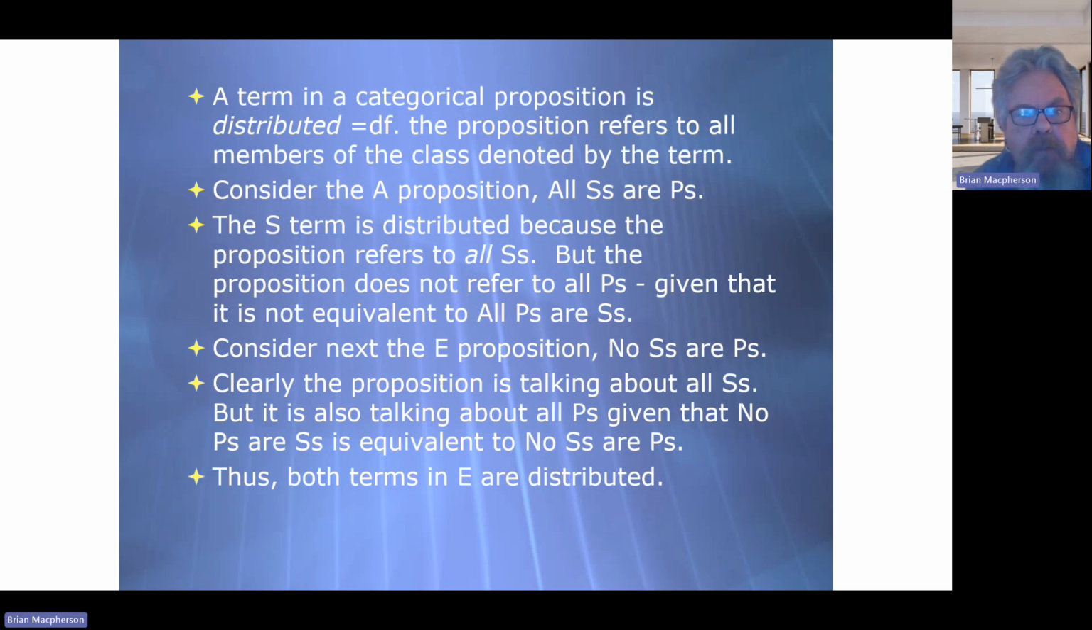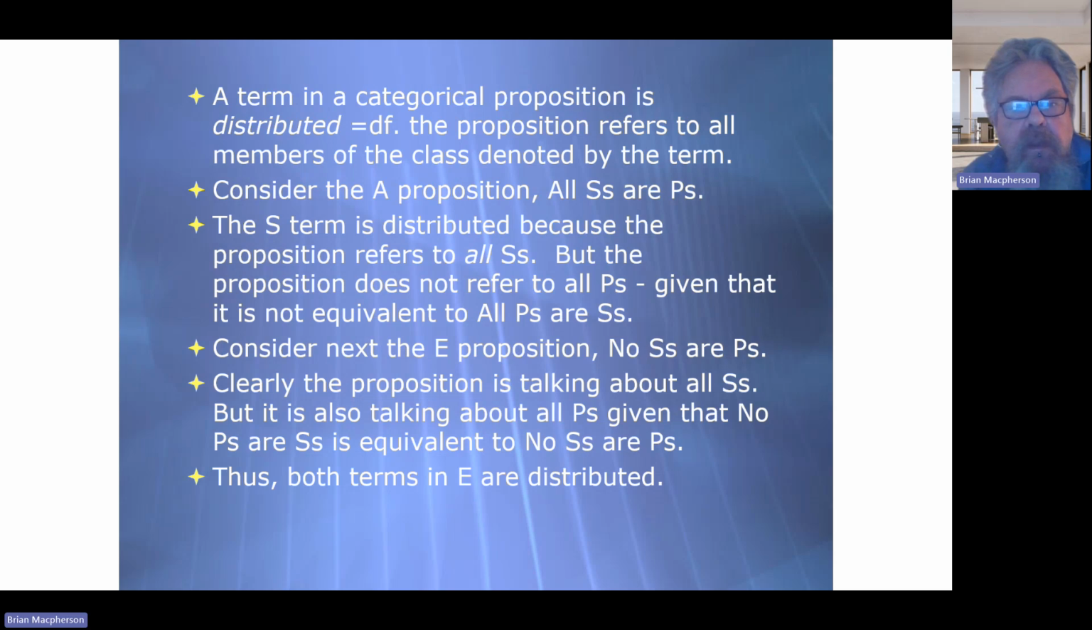Now let's go to the E proposition. No S's are P's, okay? Well, both terms are distributed, right? It's talking about all S's and all P's. In other words, no S's are P's is the same thing as all S's are non-P's. Both terms are distributed, right?